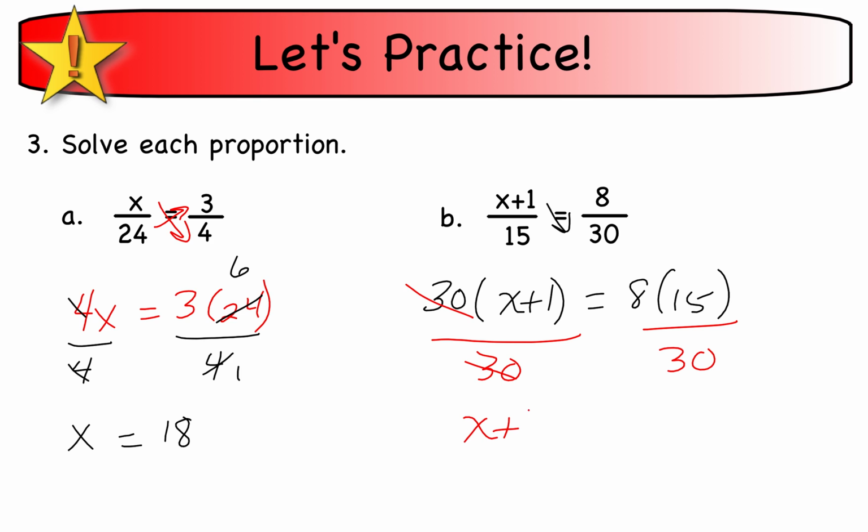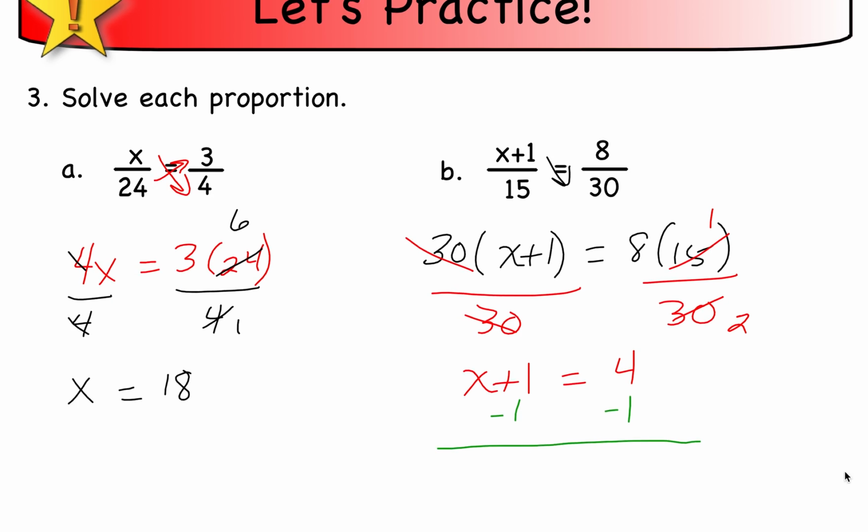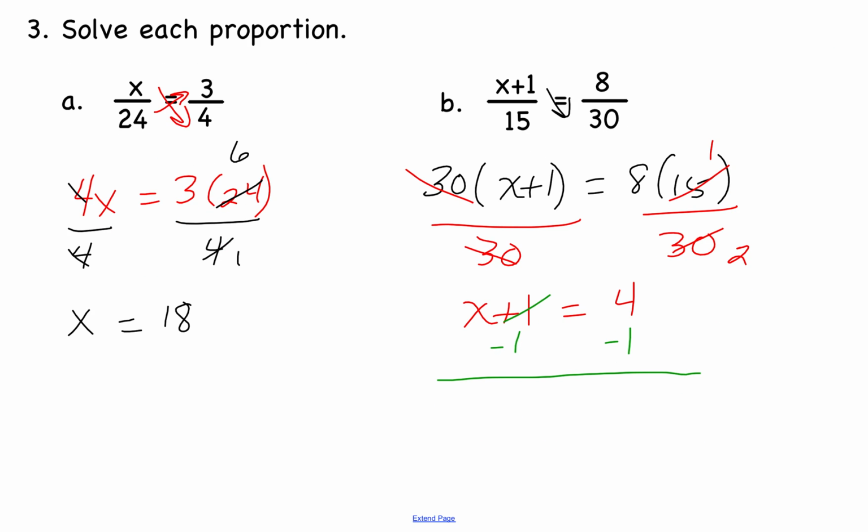And I would get x plus 1 is equal to, now again, 15 goes into 30 2 times, and I have a 1 up here. So I have 8 times 1 divided by 2. 8 divided by 2 is 4, right? And the last step, all I have to do is subtract 1 from both sides. So I'm going to do that, minus 1 and minus 1. So I end up with x plus 1 minus 1. They cancel and add to 0, right? So x on the left side is equal to 4 minus 1 is 3.